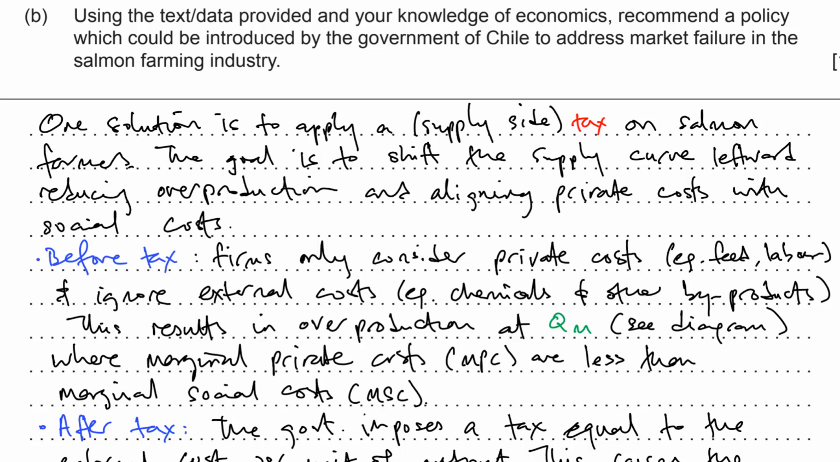Okay, so here I've just started by saying, by the way, when it comes to these types of explanations, you probably want to break it down into a couple of sections.